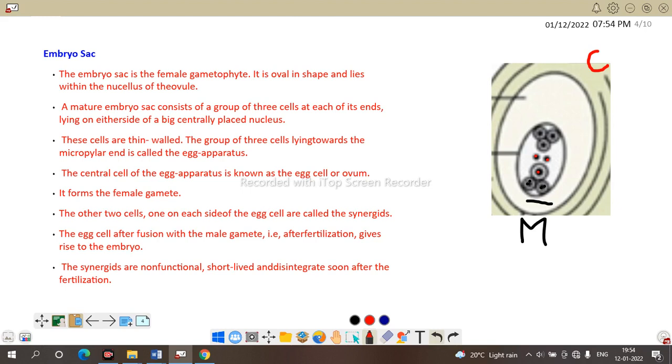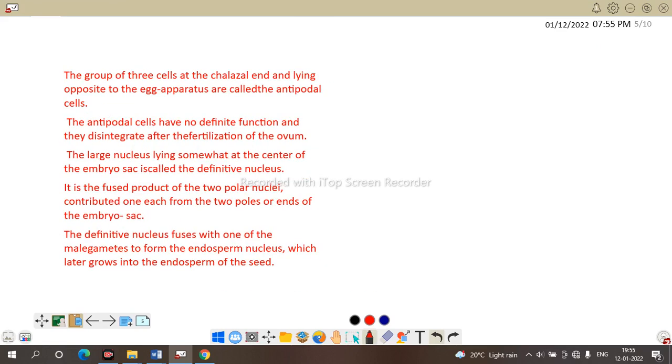So this is the structure of a typical embryo sac. Here the egg is the future embryo, and the polar nuclei form the endosperm, and the synergids are non-functional, short-lived, and disintegrate soon after fertilization. After fertilization, the synergids perish. This is about the egg apparatus, antipodals, and nutritive tissue, etc.